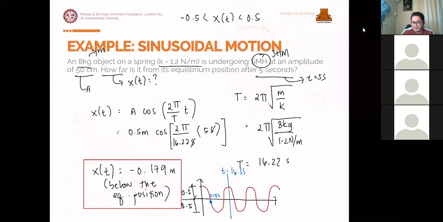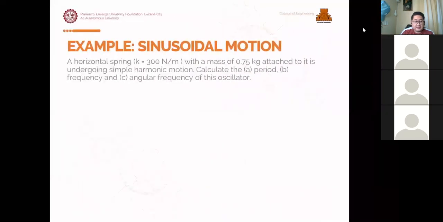Next, a horizontal spring with constant of 300 Newton per meter with a mass of 0.75 kilograms attached to it is undergoing a simple harmonic motion. Calculate the period, frequency, and angular frequency of this oscillator. Okay? So, meron tayong spring na ito yung K niya. Mass natin, ito, M. Pinapahanap is period.